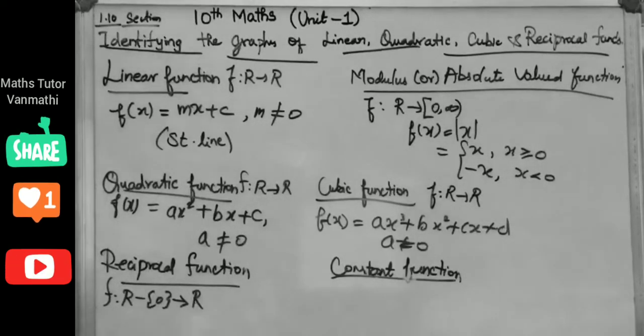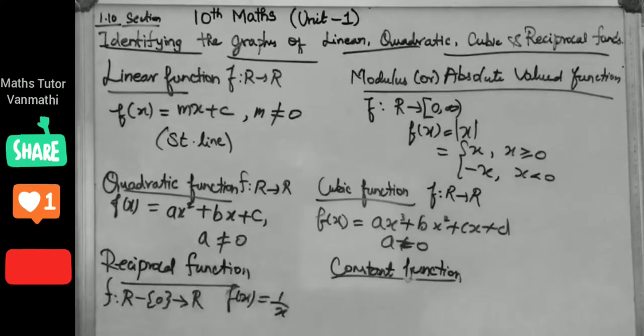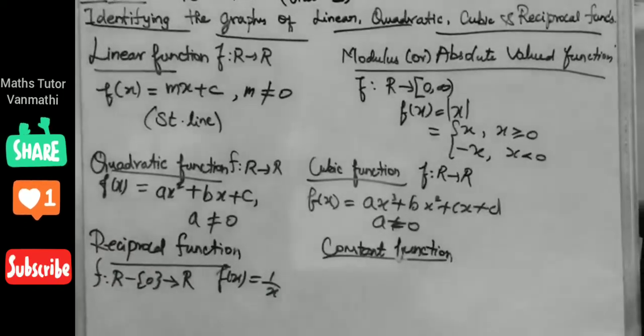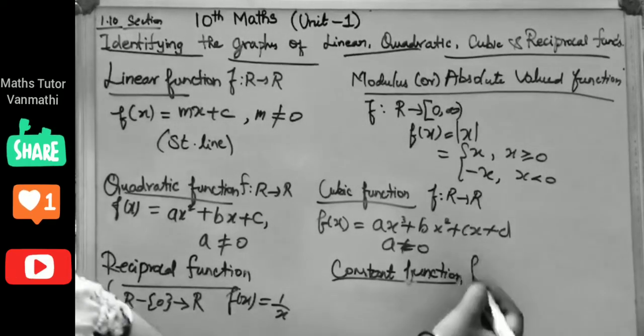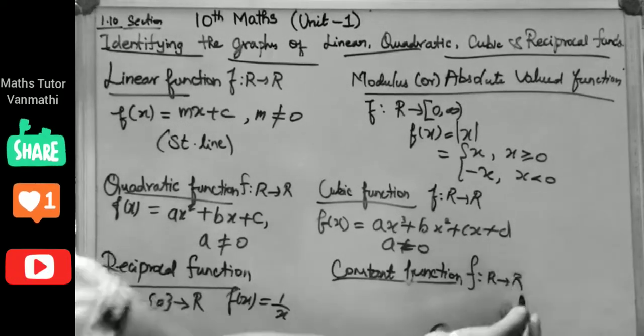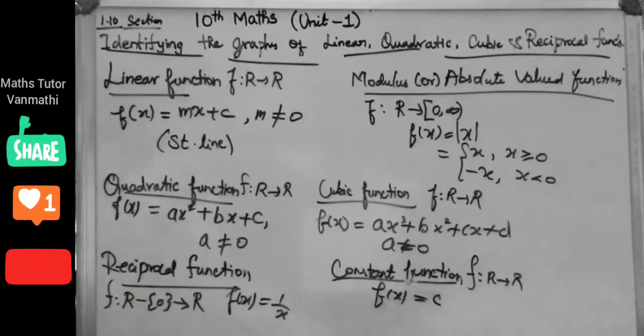Okay, defined by reciprocal. The word reciprocal itself we can say 1 by some value. The function is represented as f of x equal to 1 by x. Clear? Next is your constant function. A constant function is nothing but a function f from R to R defined by f of x is equal to some constant c. Okay, this is the representation of a constant function.